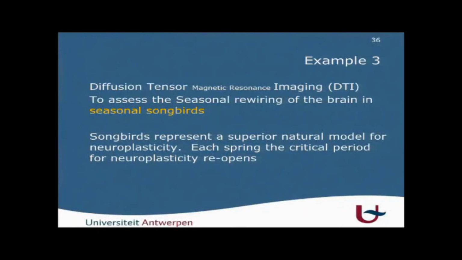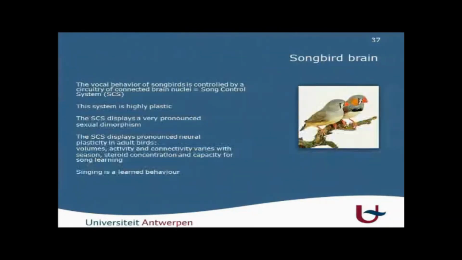So I have to explain a bit the songbird as an extreme model for neuroplasticity. And as I mentioned to you that plasticity deals with critical windows, in seasonal songbirds, the neuroplasticity critical period reopens every spring. That's what is making it a nice model. Okay, so this is a short explanation about the songbird brain.